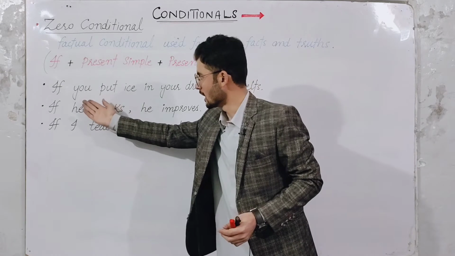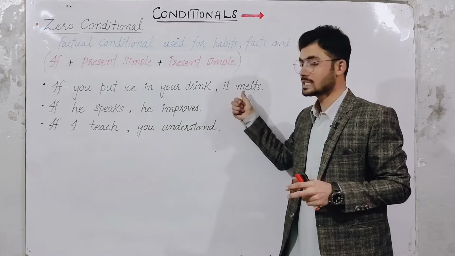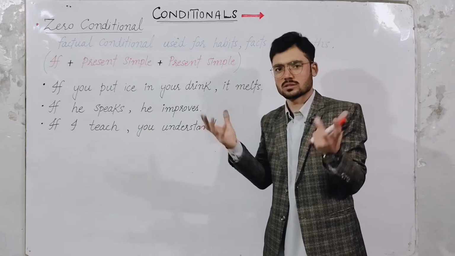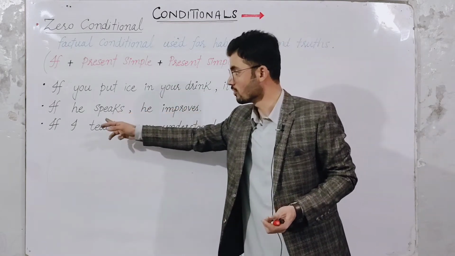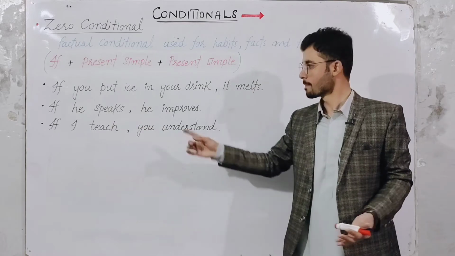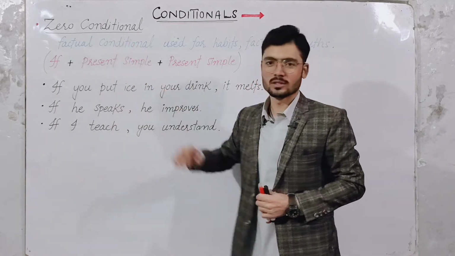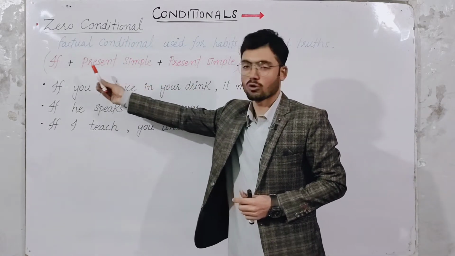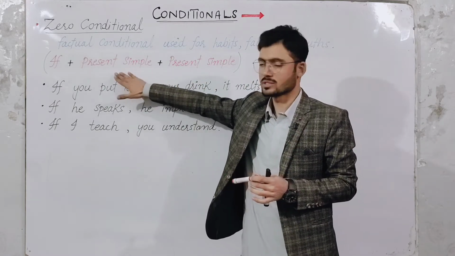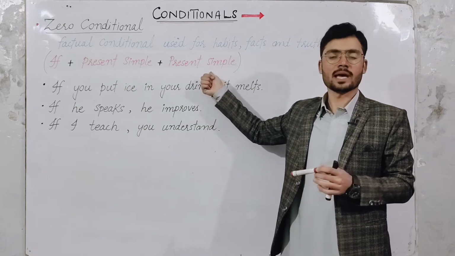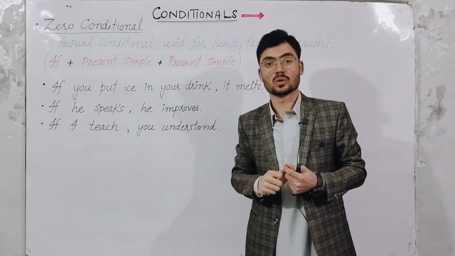We have some examples. If you put ice in your drink, it melts. It's a factual sentence. If he speaks, he improves. If I teach, you understand. Both these clauses have the present simple tense in use: the if clause has present simple and the result clause has present simple. So this is a very simple way to identify the zero conditional.